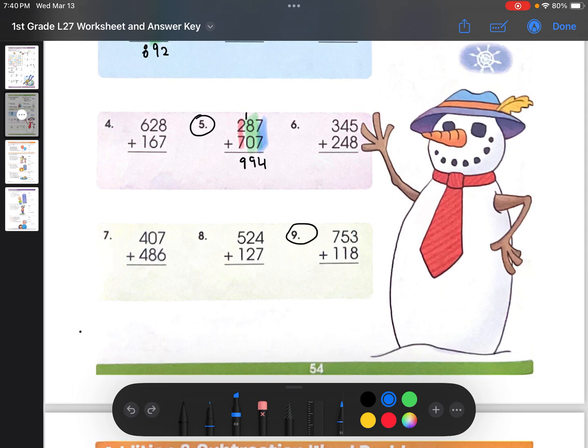Oops, sorry about that. Ones place first. 3 plus 8 is 11. So the one from the 11, the ones place from the 11 will stay. The 10 will move up here.